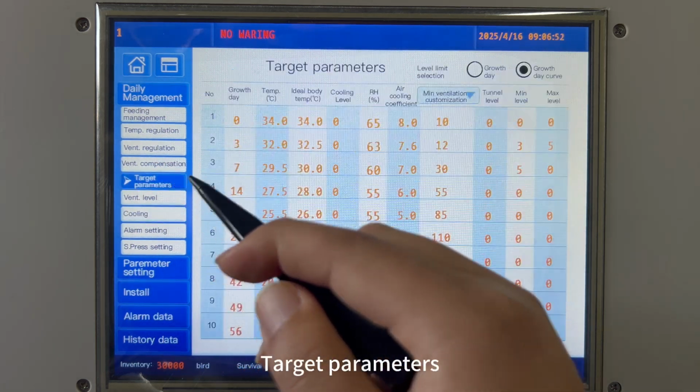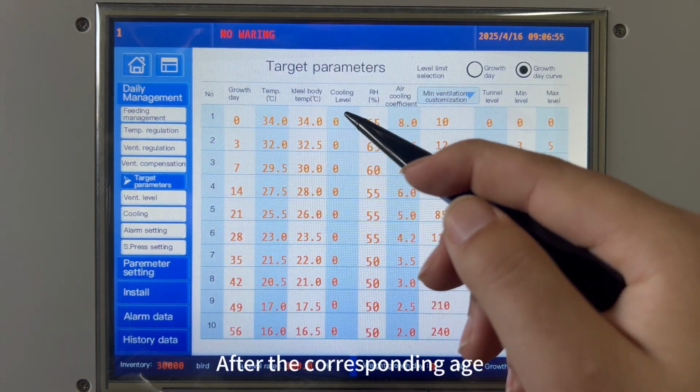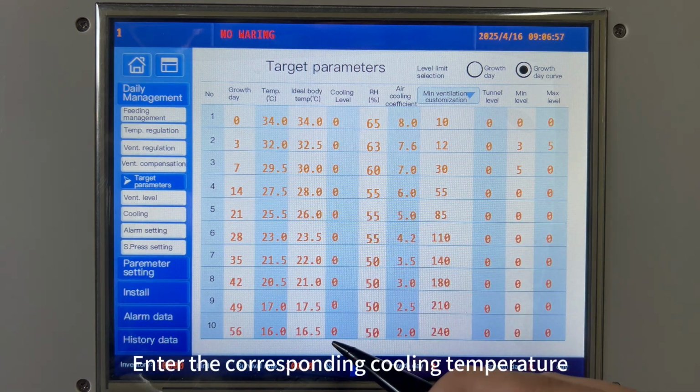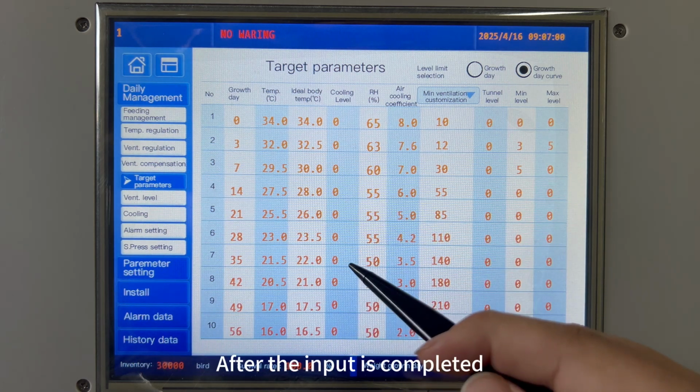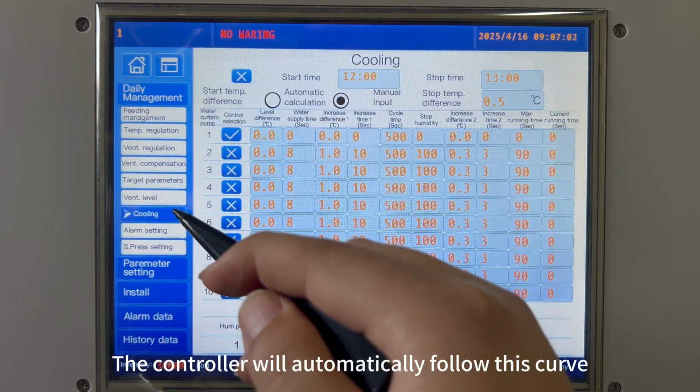Target parameters. After the corresponding age, enter the corresponding cooling temperature. After the input is completed, the controller will automatically follow this curve.